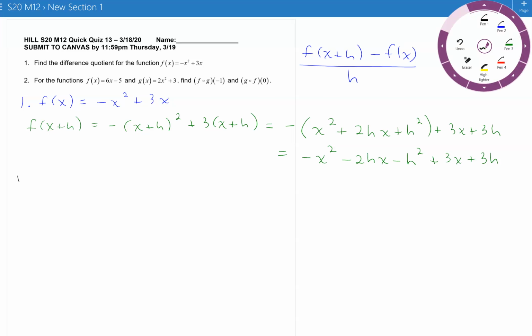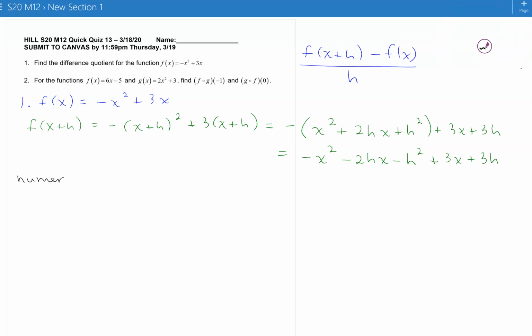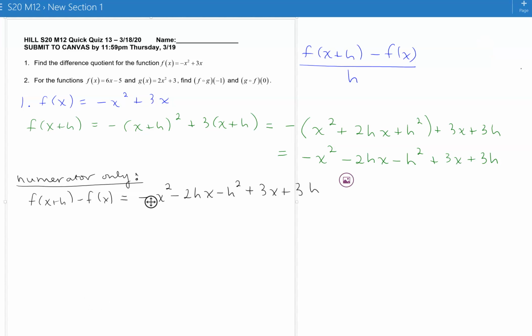Okay, then the next step, if you want to break it down like this, is the numerator only. You can do it all in one step if you feel comfortable doing that, but I'm showing the broken down step-by-step version, if that's helpful. So I just want to do the numerator. So I copy f of x plus h that I just did algebra work on to get it all spread out and ready to work on.